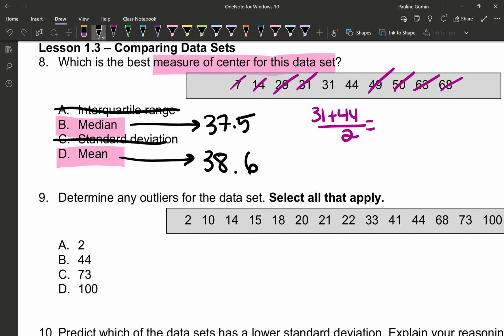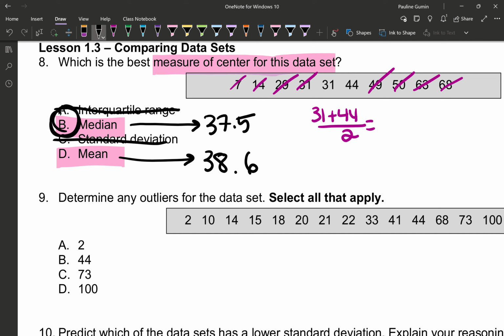Okay, so how would I decide which is the best measure of center? Well, we need to decide if the data is skewed or not. Skewed means there's going to be a decent difference between the mean and the median. And by decent, I mean 1 unit. So 38.6 minus 37.5 is 1.1. Unfortunately, that means our data is slightly skewed. In those situations, we are going to choose our mean as the answer.